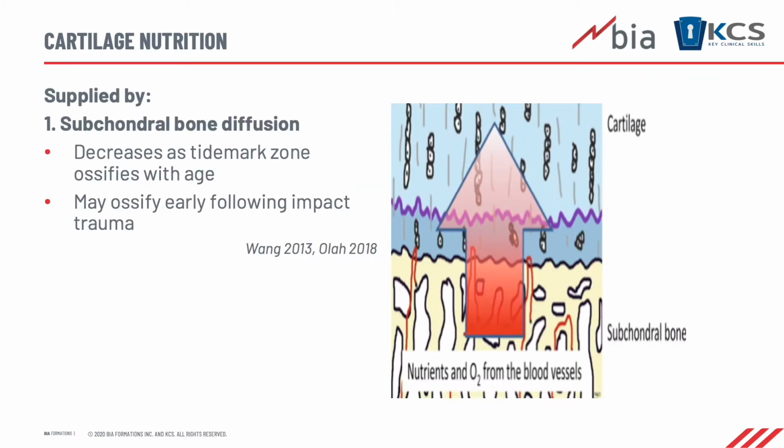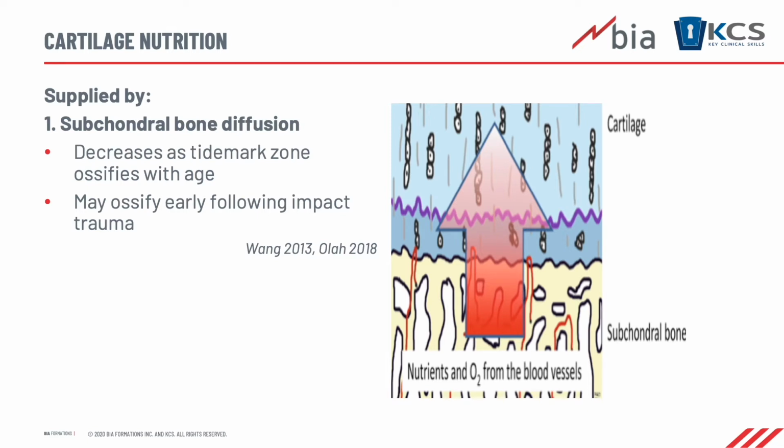Well, basically, there are two systems going on. We have passive diffusion from subchondral bone. The subchondral bone has a very rich blood supply, and nutrients and oxygen from the blood vessels can diffuse across the tide mark zone into the deeper layer of the cartilage.